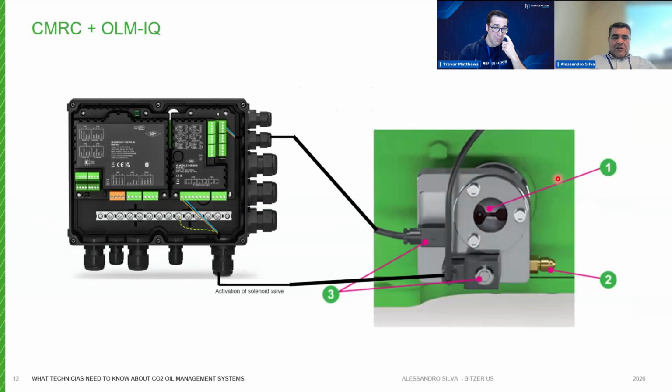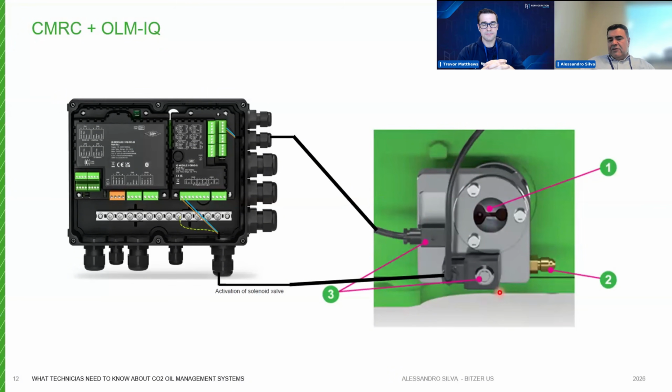Perfect. So here is our solution when using CMRC and OLM IQ. This is the oil level management. Connected to the IQ module, CMRC, we can track all the compressor operating data. We can have a graphic visualization and all the information about everything that happened to our system. Everything is recorded in the IQ module, and using the best tool, we can track everything that happened. So this is a better product as well.